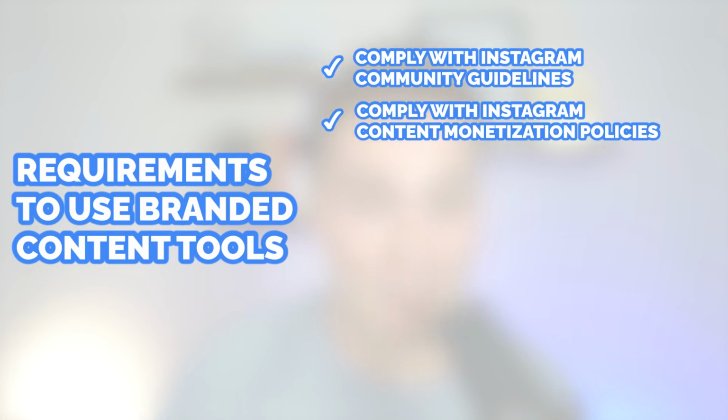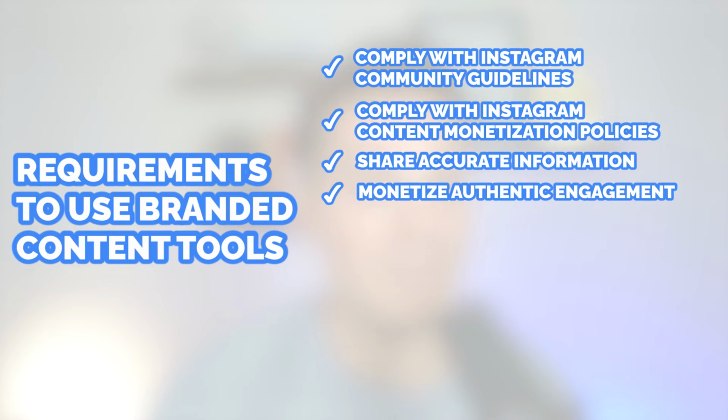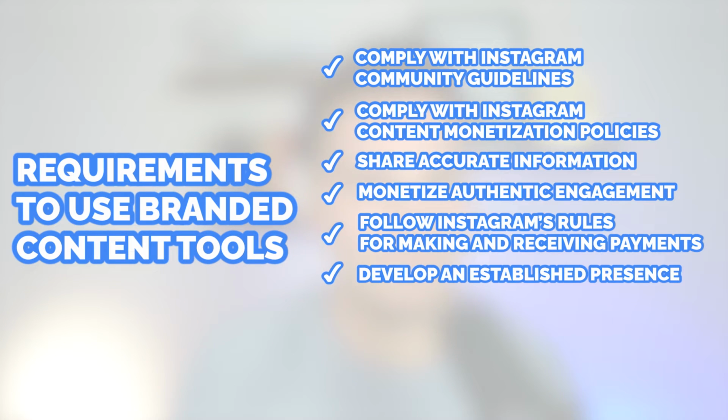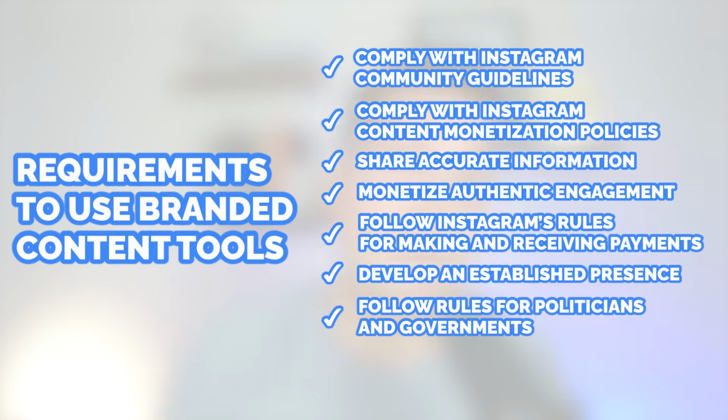You must comply with Instagram's community guidelines. You must comply with Instagram's content monetization policies. You must share accurate information. You must monetize authentic engagement, so not buying any inauthentic engagement. You must follow Instagram's rules for making and receiving payments. You must develop an established presence. You must follow rules for politicians and governments if you fall into that category, and you must avoid systemic violations. And yes, you need to meet all of their requirements in order to get access to these features, or you'll have to go back through and satisfy each one of them to get the not approved status reversed on your account.